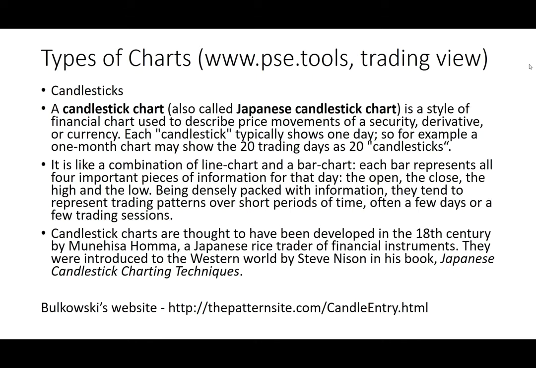What are candlesticks? A candlestick chart is also called Japanese candlestick chart. It's a style of financial chart used to describe price movements of a security, derivative, or currency. Each candlestick typically shows one day, or really to be more accurate, each candlestick shows one period. Okay? Depending on the time frame that you're using. For example, if you have a one-month chart, meron kang 20 candlesticks, 20 trading days.